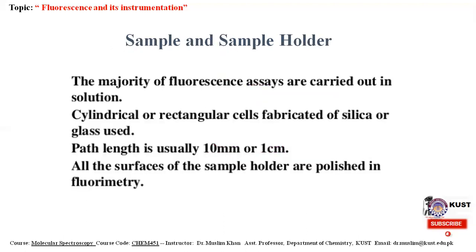This is the very important sample cell. Rectangular shaped cells are used in order to reproduce the result, so that they can be placed in the same position. These are usually made of quartz. The majority of fluorescence assays are carried out in solution. Cylindrical or rectangular cells fabricated of silica, glass tubes or quartz are used, and the path length is usually 10 millimeter or 1 centimeter. All the surfaces of the sample holder are polished in fluorometry.